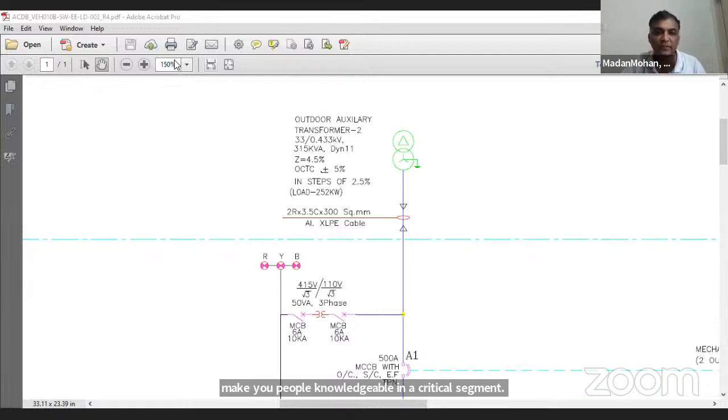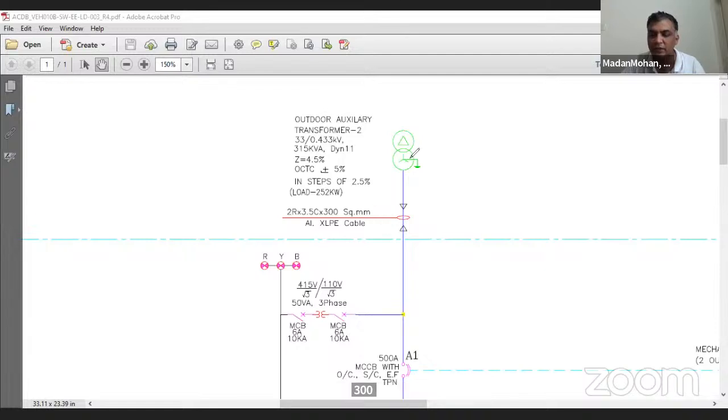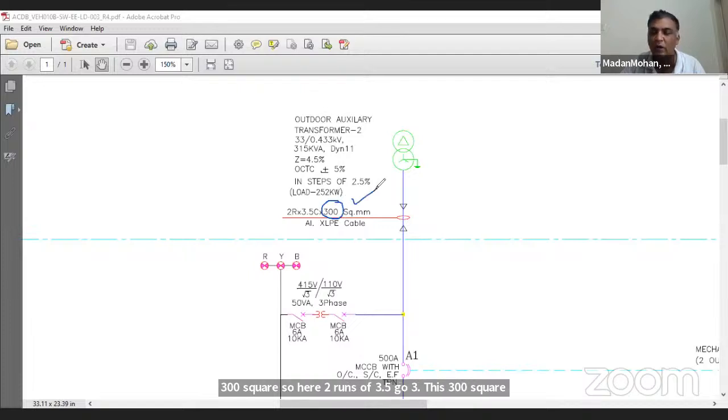Guys, if you look here, this is an incoming cable from the transformer to the ACDB. Here you can read how to read this cable. This is two runs of 3.5 core 300 square aluminum XLPE cable. So, two runs of 3.5 core 300 square. This 300 square cable conductor size, we are going to see on what basis.